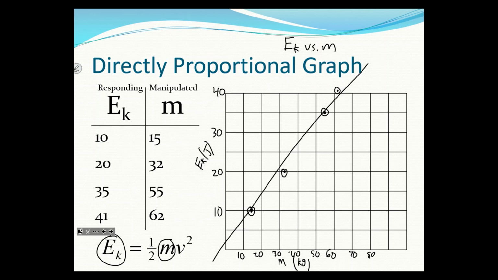I can't use a ruler. You should use a ruler when drawing a line of best fit, but I'm using my smartboard right now, so I can't use the ruler. So we can see that EK versus M makes a straight line graph. So that's easy. We've known how to do that for a while.